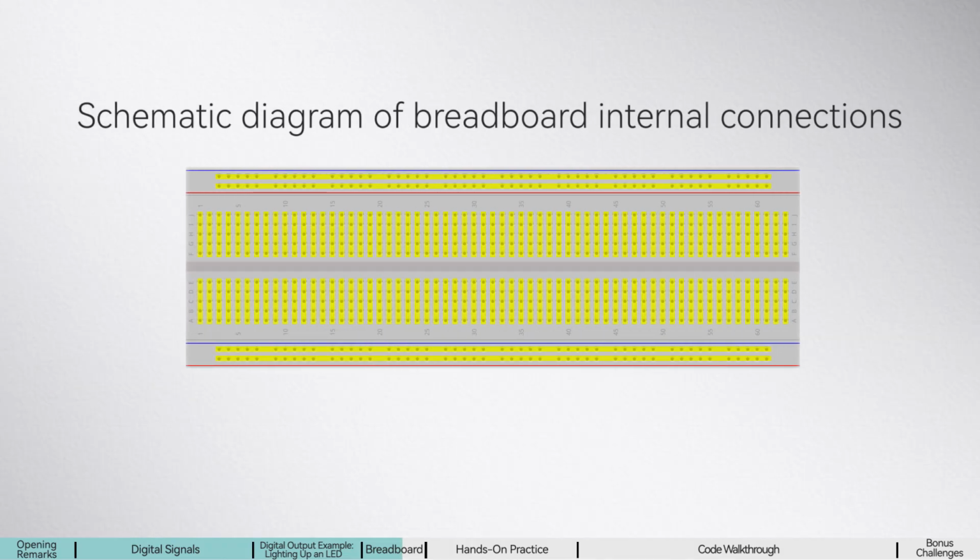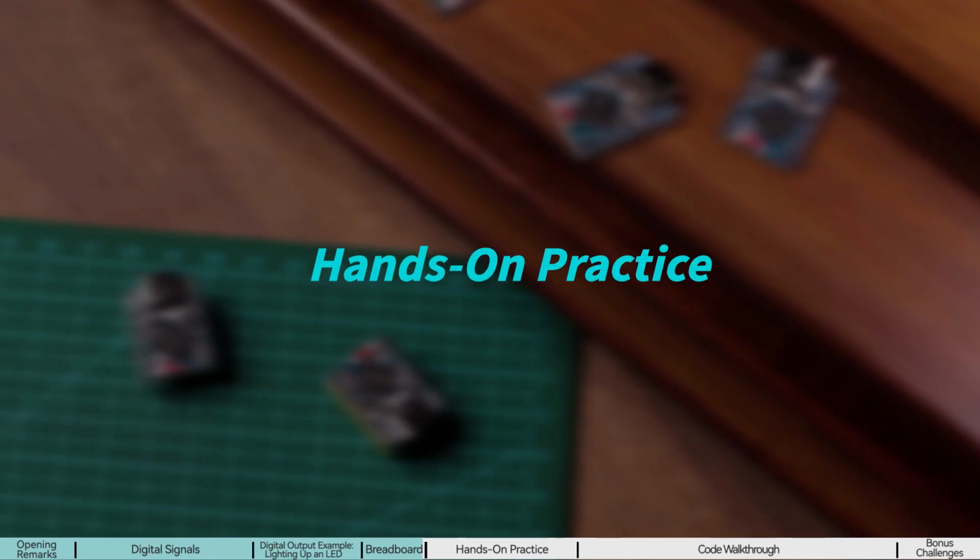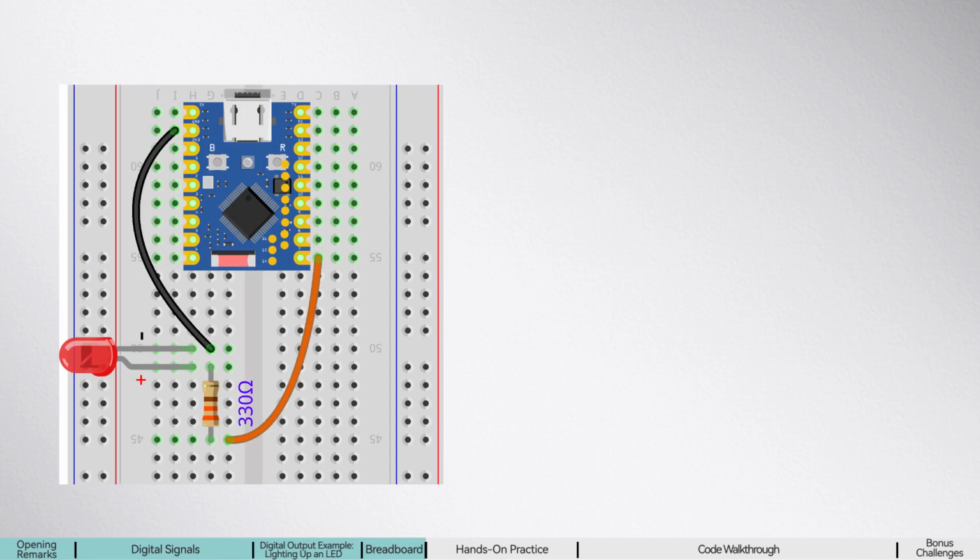If it's hard to remember at first, you can take a screenshot of this diagram. Each highlighted section that is connected together represents a conductive path. As you become more proficient, you'll gradually rely less on this reference. Now, please follow the wiring diagram shown on the screen to make the connections.